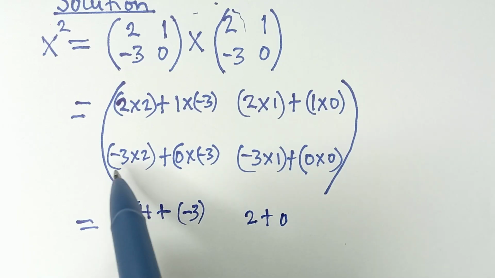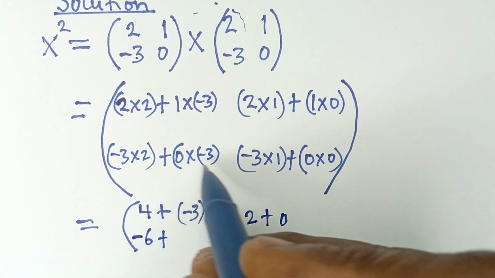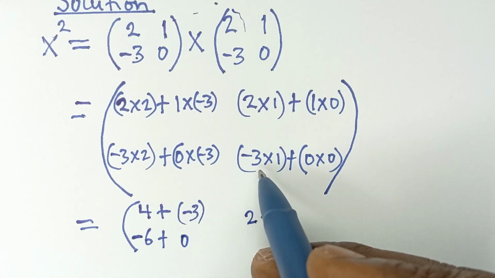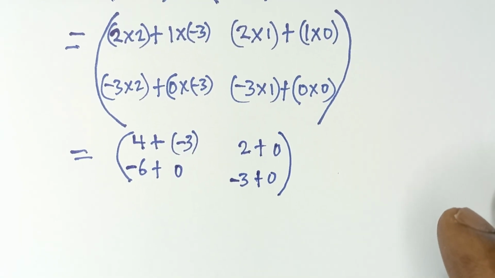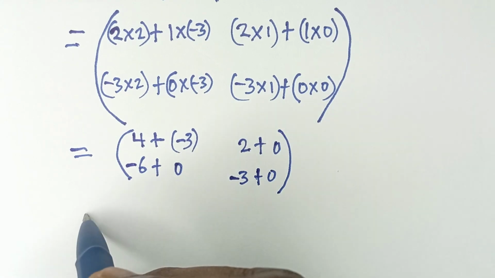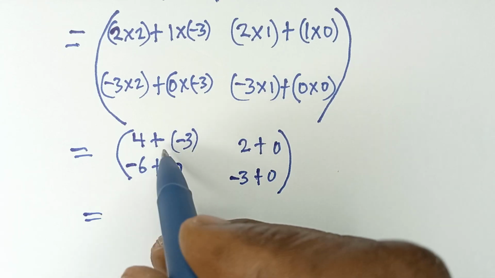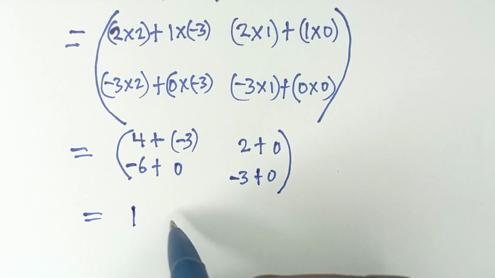Coming down here, I have negative 3 multiplied by 2 to give me negative 6, and then plus 0 multiplied by negative 3 to give me 0. Finally here, negative 3 multiplied by 1 will give me negative 3, and then 0 multiplied by 0 to give me 0. So now I have my matrix there. That will be 4 plus negative 3, that is 4 minus 3, which gives me 1. Then 2 plus 0 will give me 2.